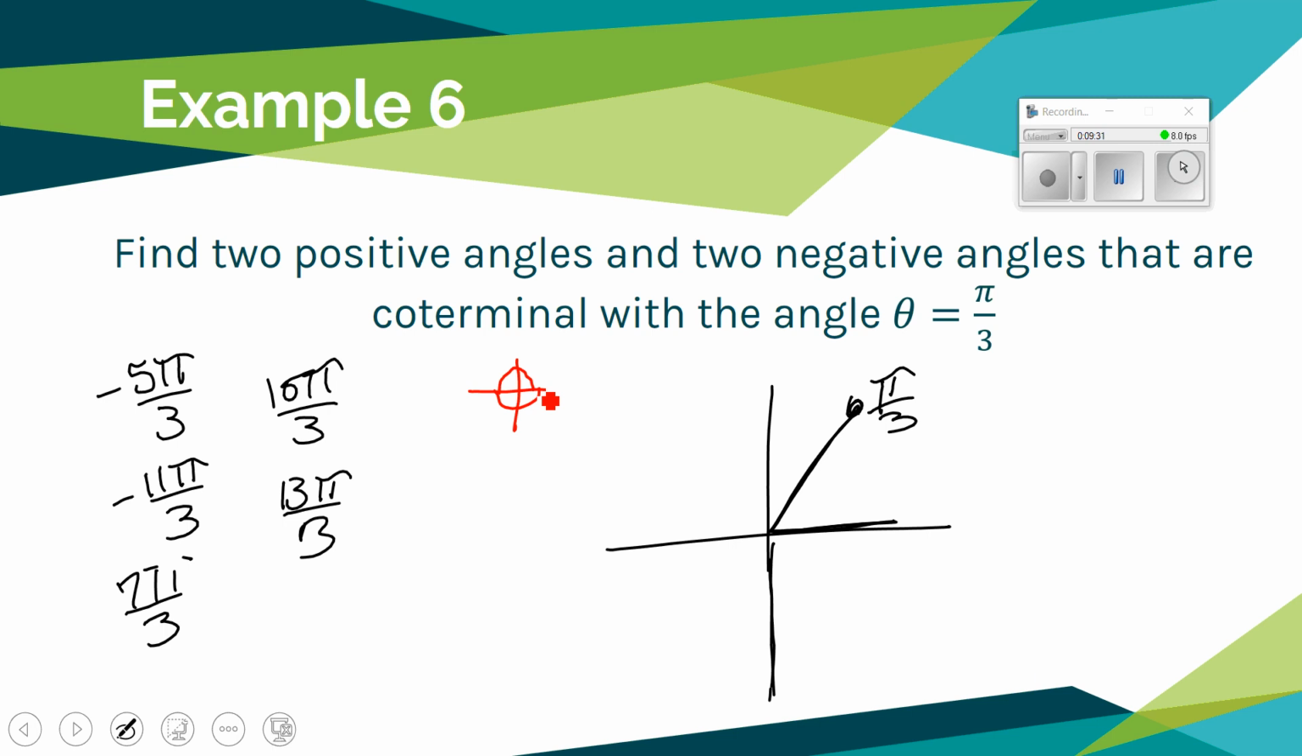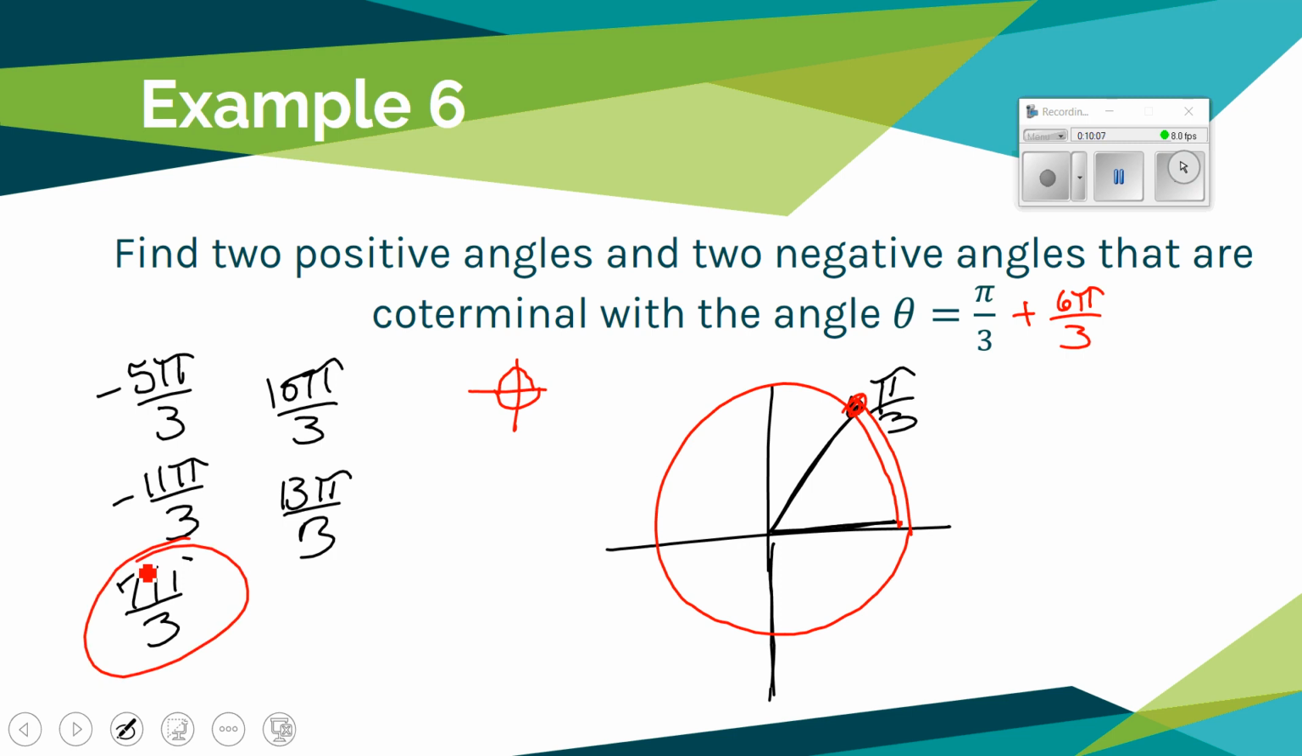So I told you the name of the game is adding 2 pi or subtracting 2 pi, but you're going to have to turn it into the denominator that you're using. Does that make sense? So really what we're going to be adding is 6 pi over 3, right? If I go all the way around, that's 6 pi over 3. Everybody understand that? And then I go another 1 pi over 3. What's that going to hit me at? 7 pi over 3. 6 pi over 3 plus 1 pi over 3 is 7 pi over 3. Okay, so that one's correct.